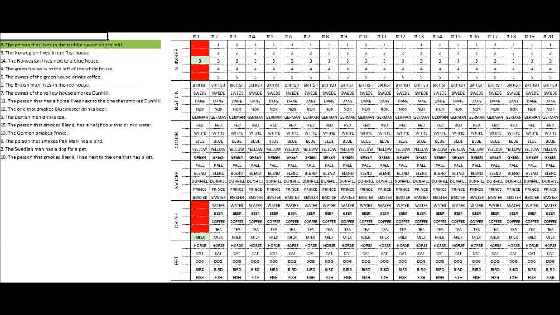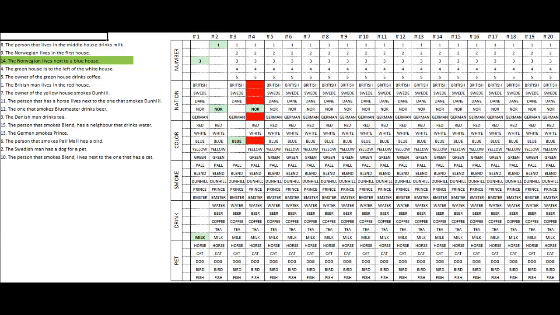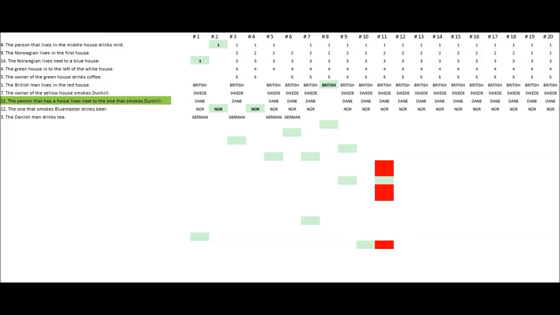I remove on fact 1 the possibility of it being house 1, 2, 4, or 5 because it's house 3, and I remove all the beverages except for milk. And for example, point 2, the Norwegian lives in the first house. I did the same thing. All the red that you see there has been removed as a possibility. I'm going to go through and do this for all of the initial facts that are given.